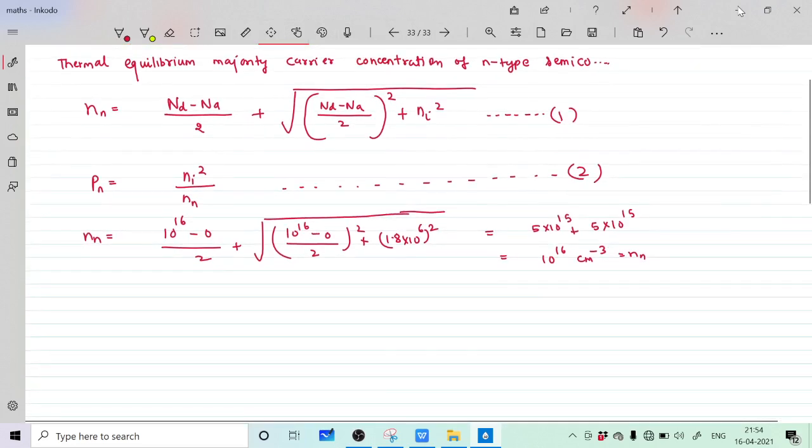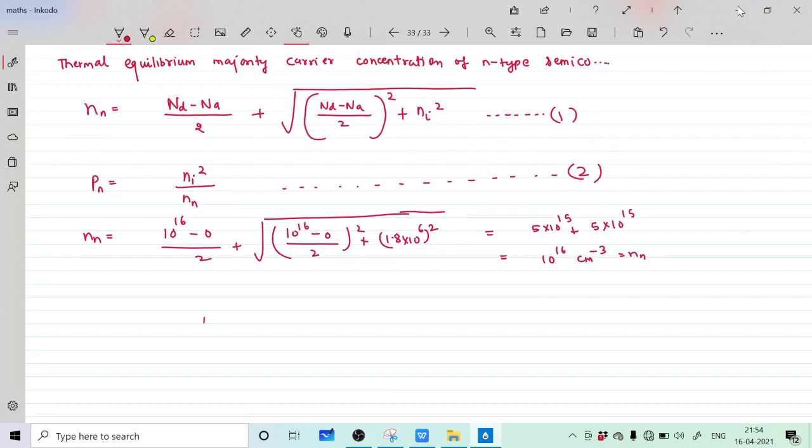Now we will calculate Pn. Pn is equal to Ni square upon Nn, which is equal to (1.8 into 10 raised to 6) square upon 10 raised to 16. So this is equal to 3.24 into 10 raised to minus 4 per centimeter cube.